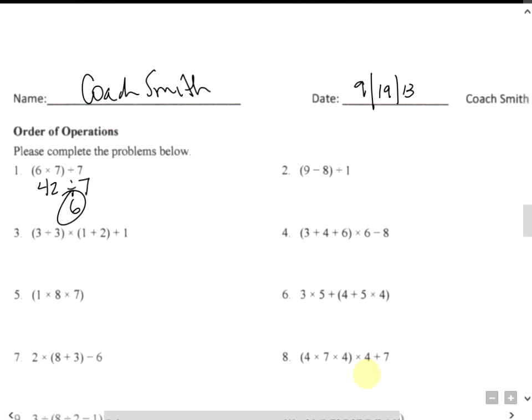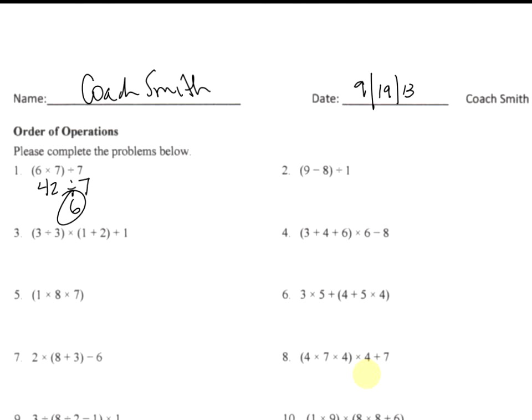Now, on some of these problems you're going to see in a second, you're probably not going to have enough room to work all of it underneath. Okay, so if you have to use the side margins, that's fine. But remember, circle your answer. Do number 2 on your own. Raise your hand when you have the answer. Please show your work.